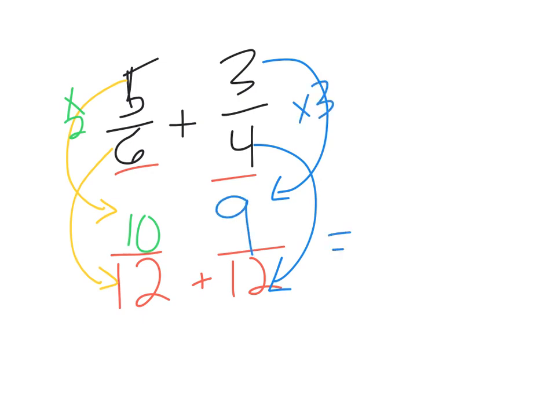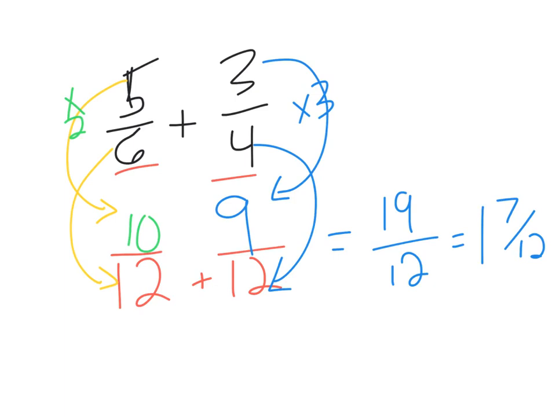So when I add these two together, now I get 19/12, and then we want to reduce that. In improper fractions, we reduce by division. So 12 goes into 19 one time with a remainder of 7, and 12 stays our denominator. So that would be 1 7/12. That's what we did with addition and subtraction.